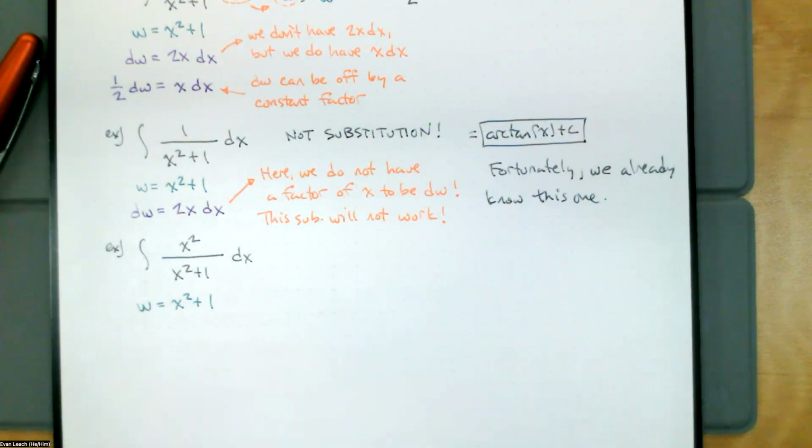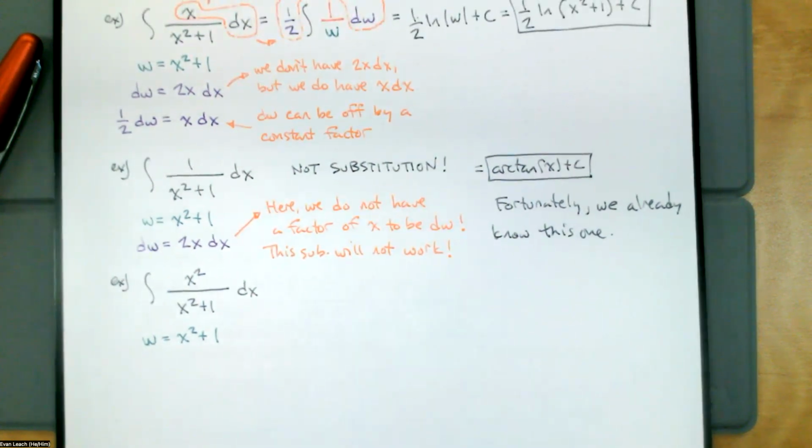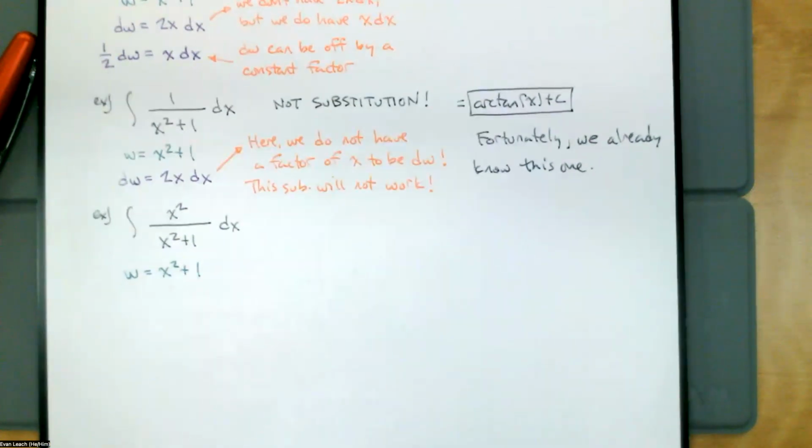So if I just led with this, it wouldn't have worked. But I programmed you to be like, oh, w should be x squared plus 1 because it's in the denominator. And I've created a whole new problem by doing that, but we'll deal with that as we go.